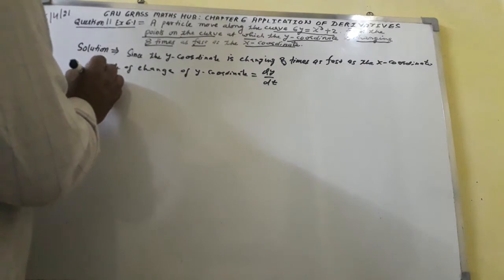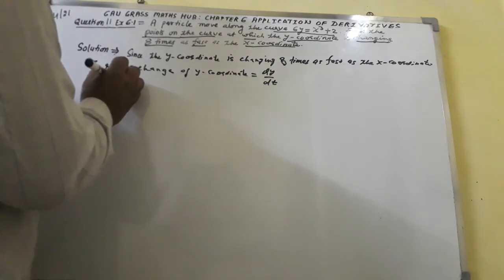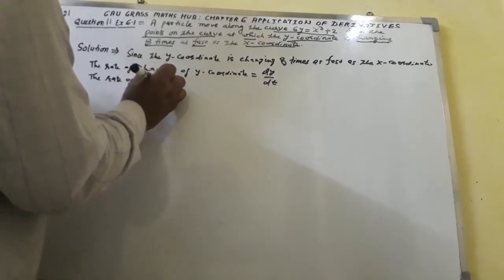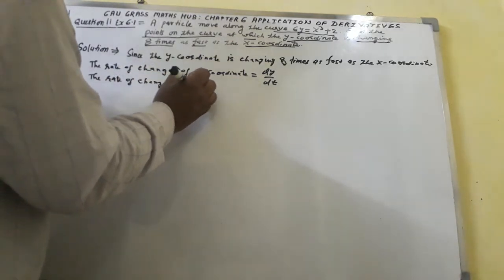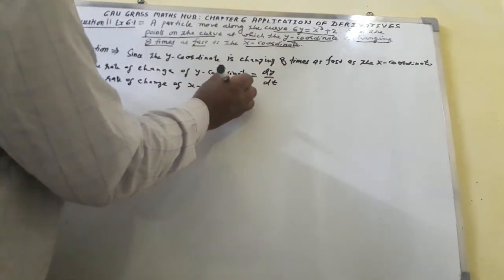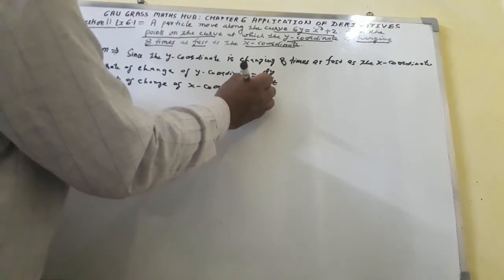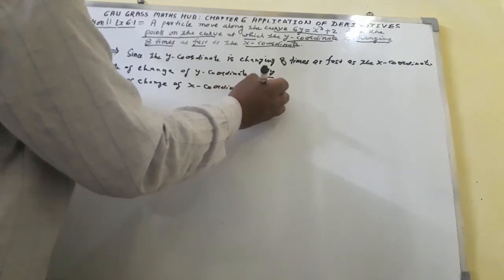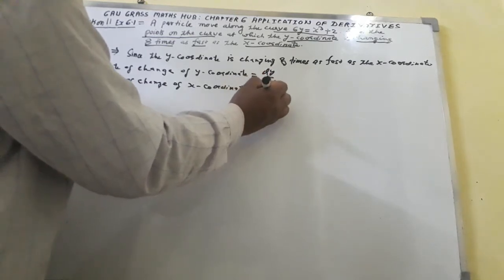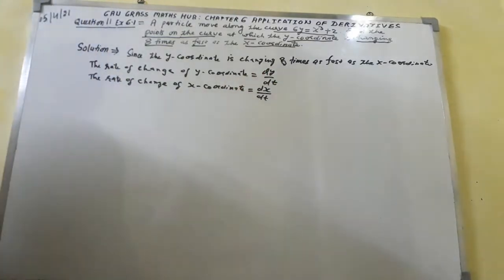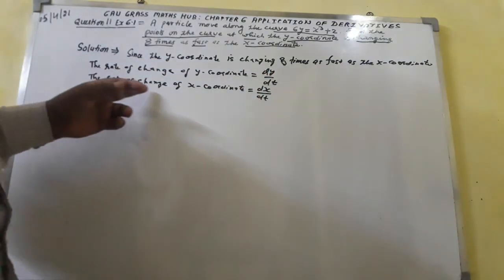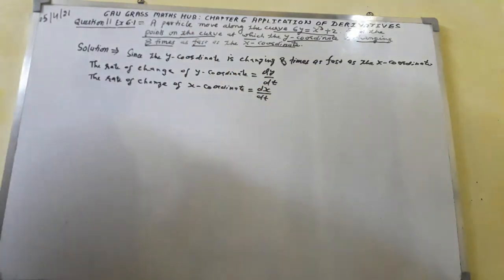Again I shall write the rate of change of x coordinate equal to dx over dt. The rate of change of y coordinate equals dy over dt. Rate of change of x coordinate equals dx over dt.